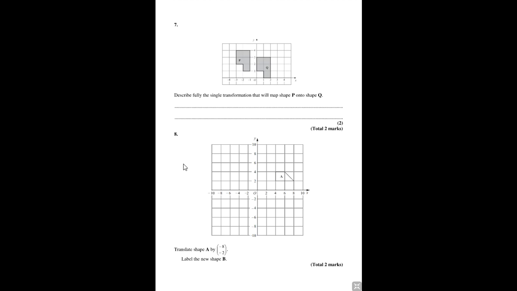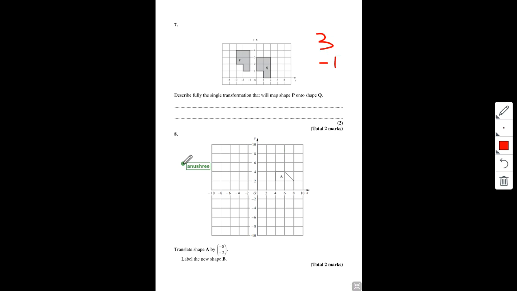Can I have the pen, please? Yes. So it's 3, minus 1. Yeah, that's correct.